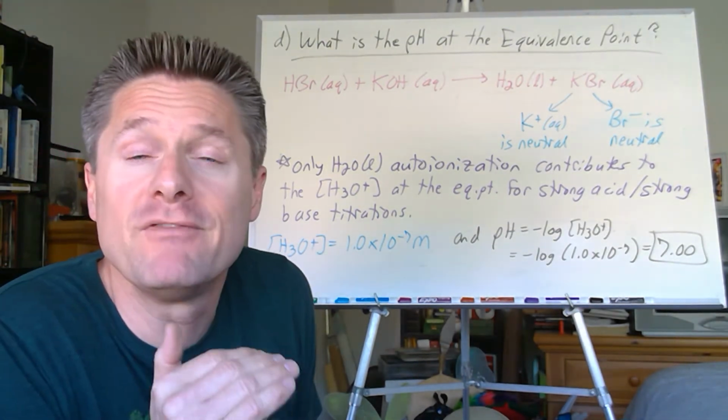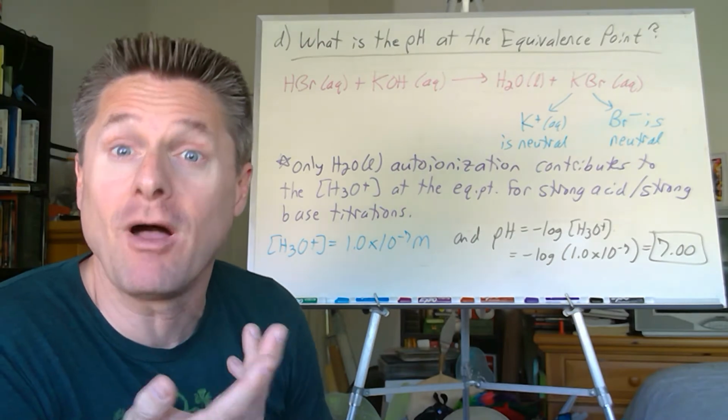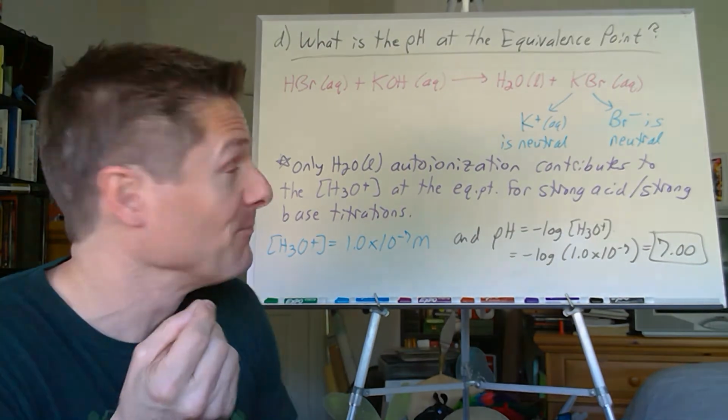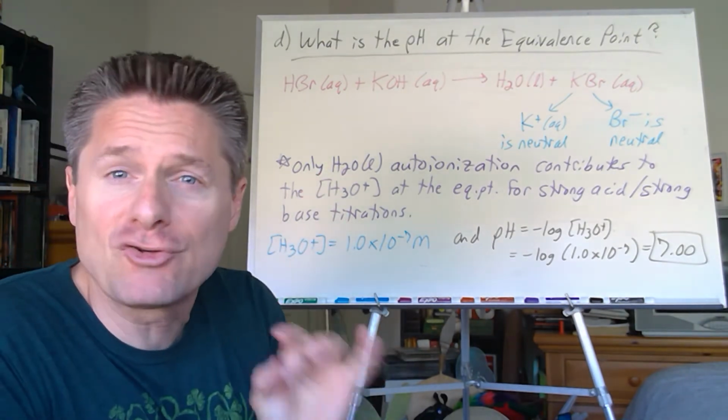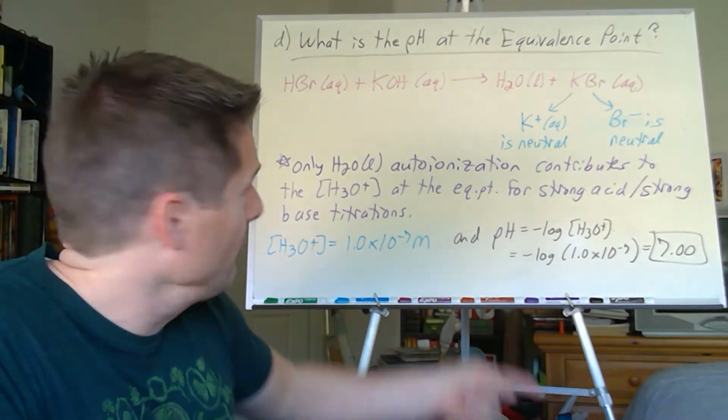So definitely review that video on the pH of ions. That's really going to help you here. But we don't have to worry about it for strong acids and strong bases. So the only species that contributes to hydronium ion concentration at this equivalence point is water.